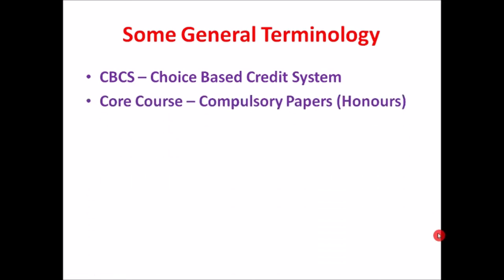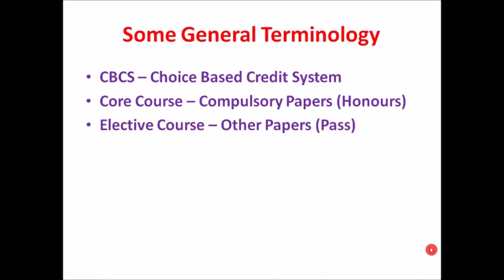Now the second term that I would like to explain is core course. That is the honors course or compulsory papers that you would like to opt for during your admission. You may not choose honors also, then you will be a pass student. And the third thing is the elective course. That means the students who choose honors will have to choose other papers. Those papers will be known as elective papers. If you are a pass student, then all the papers will be elective papers.